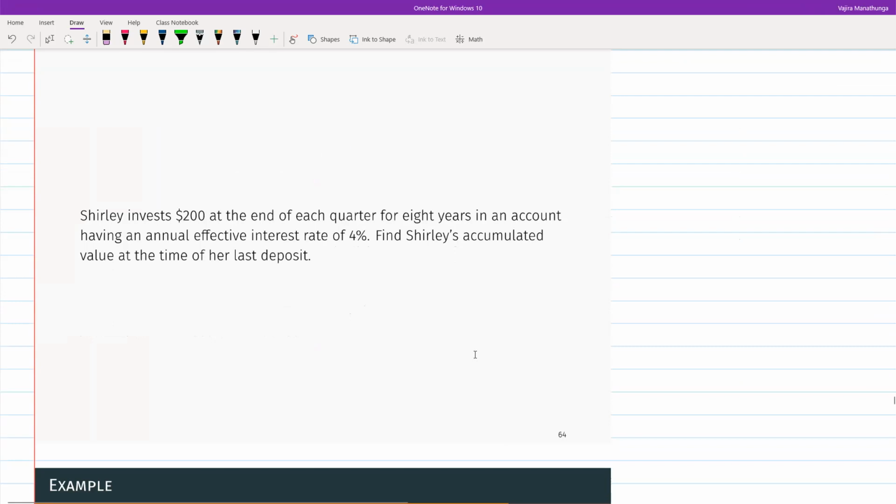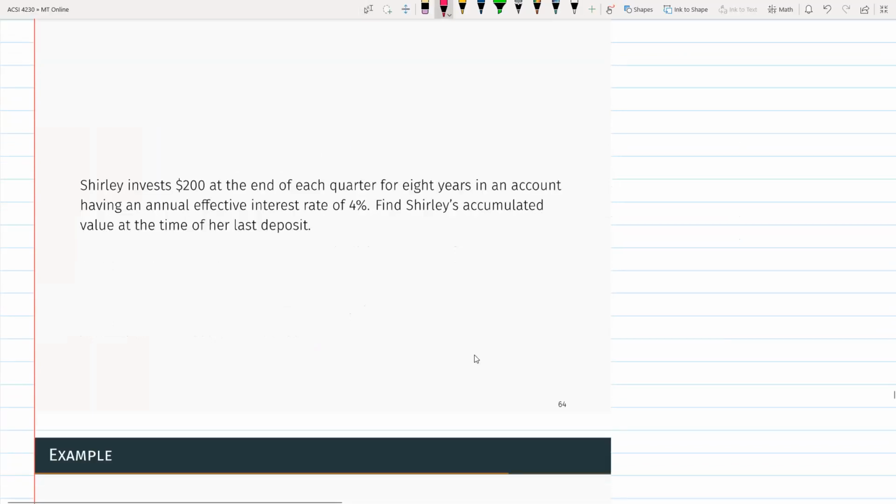Shirley invests 200 at the end of each quarter for 8 years in an account having an annual rate of 4%. Find Shirley's accumulated value at the time of her last deposit. So she invests 200 each quarter. Let me draw the timeline. So 1/4, 2/4, 3/4, 1. Then 1 and 1/4.